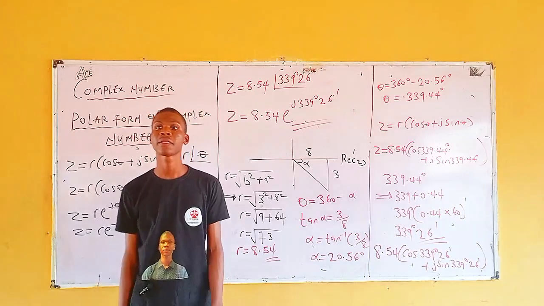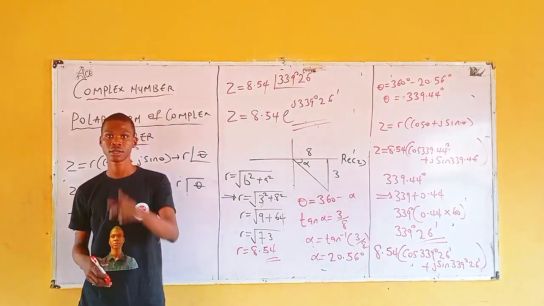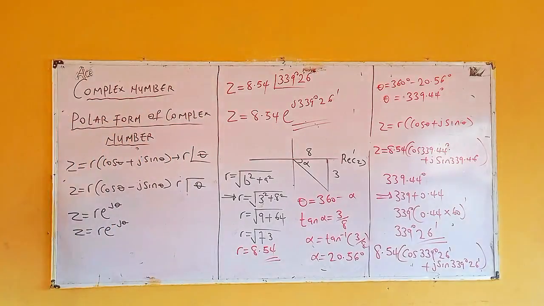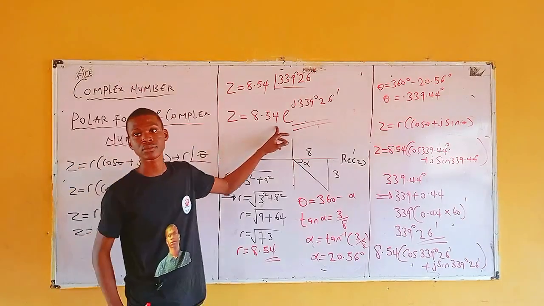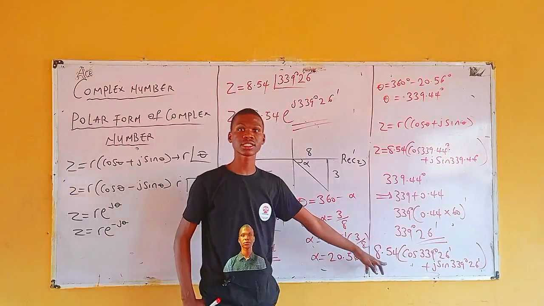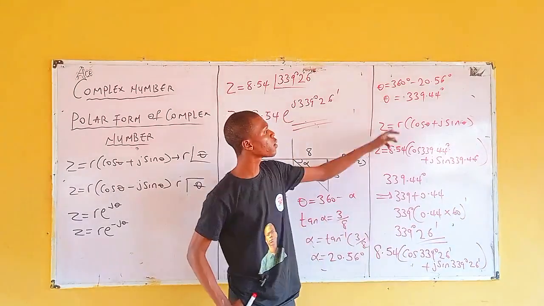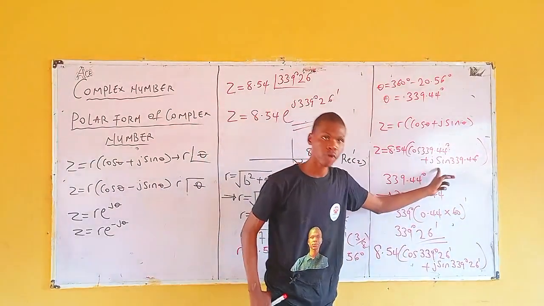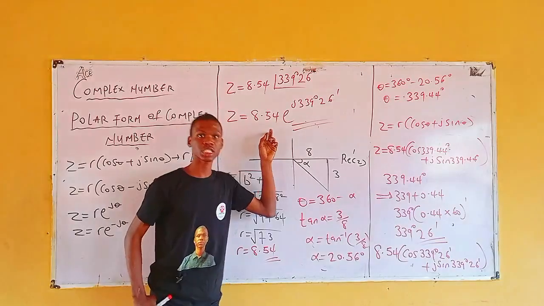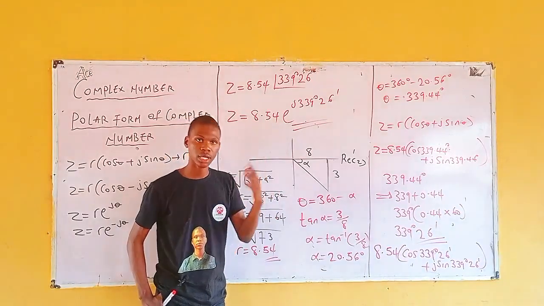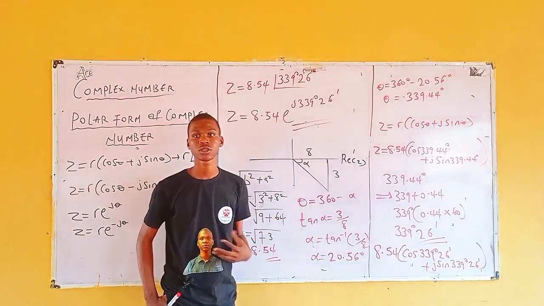Any questions so far? You understand? It's still the same thing. What we just did is that from rectangular form, we express to polar form. From polar form, we express to exponential form. Then continue like that. So that's how it works.